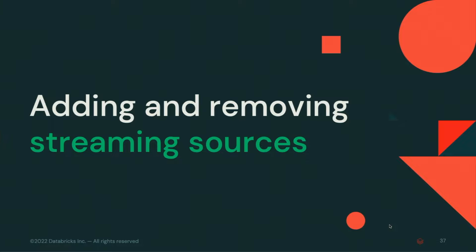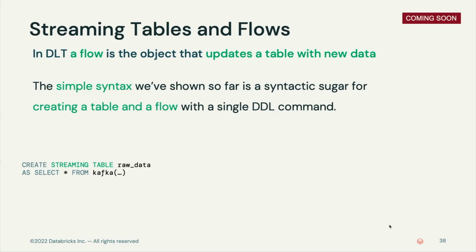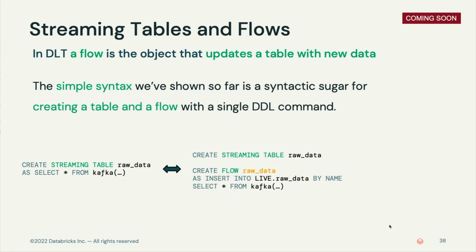A really cool trick that we just added to DLT is the ability to evolve your streaming sources, to add and remove them over time. And first I want to start with the mental model. What's actually happening under the covers when you create a streaming table? So let's start with this simple syntax, create streaming table raw data from Kafka. What's actually happening under the covers is this is syntactic sugar. It's creating two different objects. There is a streaming table, and there is this flow with the same name that is actually reading from Kafka and inserting that data into the table.